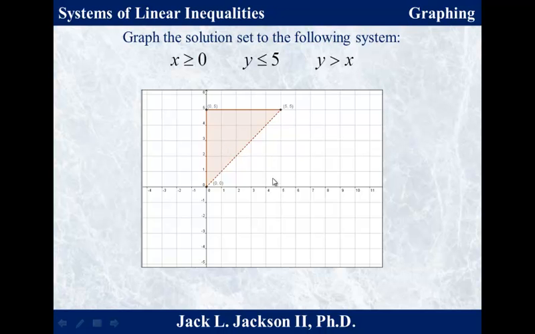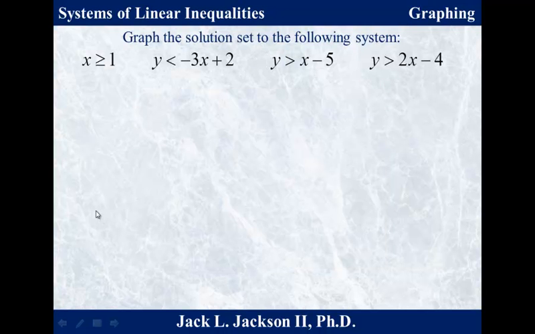And so forth. If you pick a point out here like (4, 1), it should make at least one of these false. 4 greater than 0 works, 1 less than or equal to 5 works, but 1 greater than 4 is false, so that it makes this last one false. And so we get a region like that.